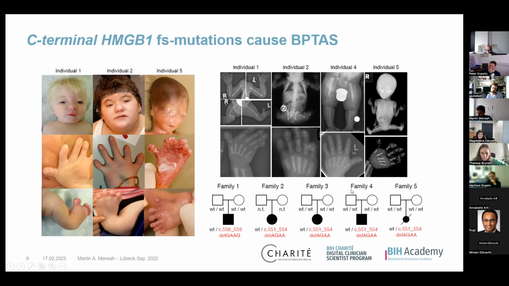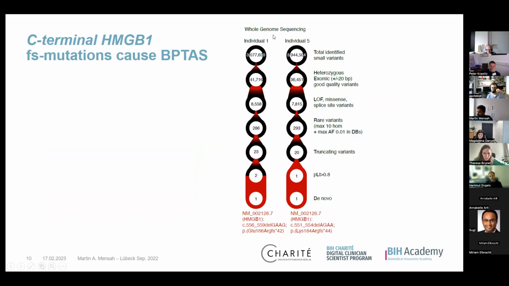Now we have 4 additional families, and we knew what we were looking for. We wanted to see whether they all had a mutation in HMGB1. And what you can see here is, indeed, these 4 families had the very same de novo variant. This family had a very similar de novo variant, also a frameshift at the beginning of the acidic tail, only 2 codons more upstream. Individual 1 that was seen in Schleswig-Holstein was luckily also genome sequenced. That's why we could rule out any other mutation potentially causing this condition.